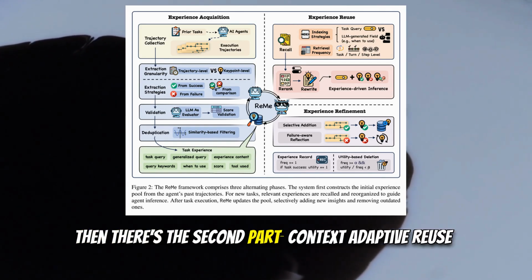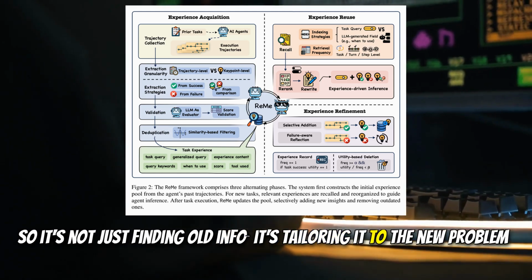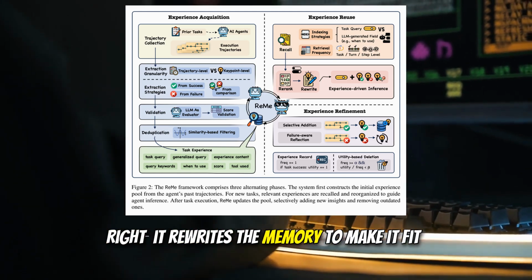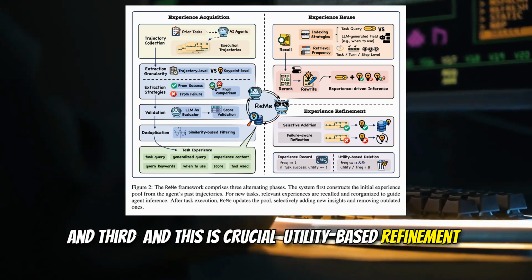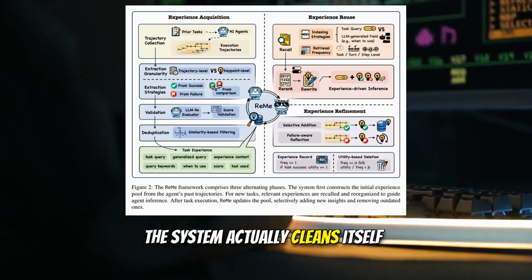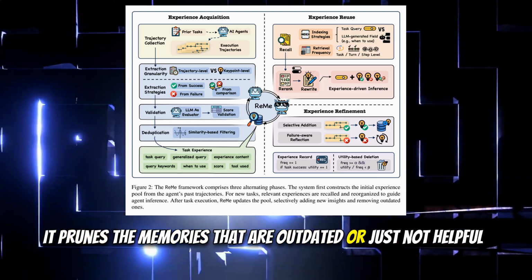Then there's the second part, context-adaptive reuse. So it's not just finding old info, it's tailoring it to the new problem. Right. It rewrites the memory to make it fit. And third, and this is crucial, utility-based refinement. The system actually cleans itself. It prunes the memories that are outdated or just not helpful.